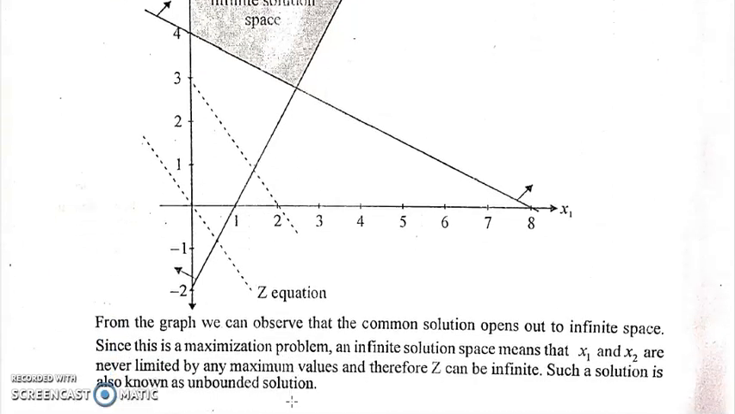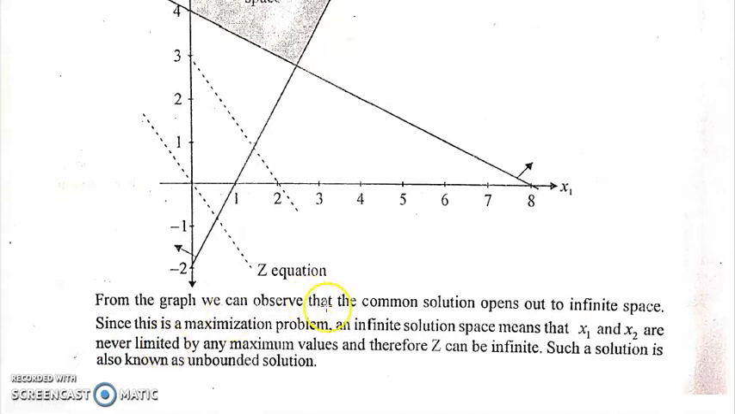Okay, just note it down that from the graph we can observe that the common solution opens out to infinite space. So here this is the common solution, correct? This point in the solution satisfies both the equations, but it opens out to infinite space. Since this is a maximization problem, an infinite solution space means that x1 and x2 are never limited by any maximum values, and therefore z can be infinite. Such a solution is also known as an unbounded solution.